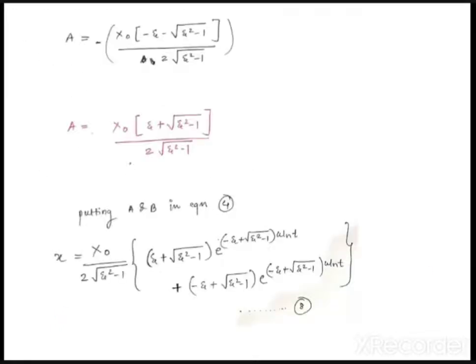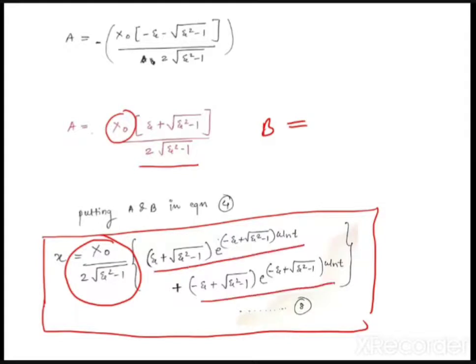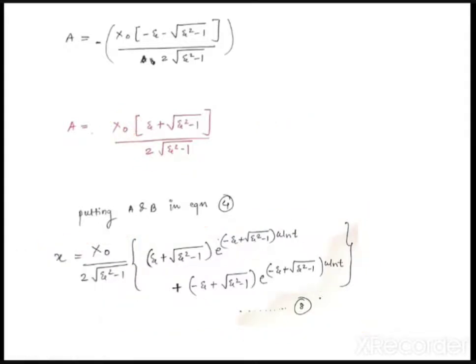So putting A and B in equation 4, you will get this final equation x is equal to this. Okay. So put everything as it is, and this x0 upon 2 square root of zeta square minus 1 is in both terms, because in B also and A also. So you can remove this common, and this term will remain inside the bracket. And this is equation number 8. This equation number 8 is called the output equation of the overdamped system. Overdamped system means what?